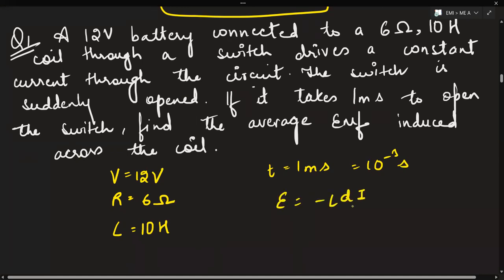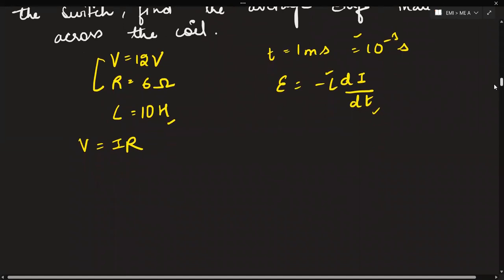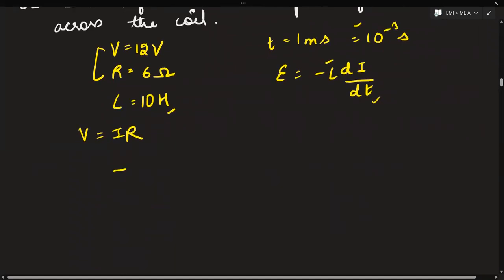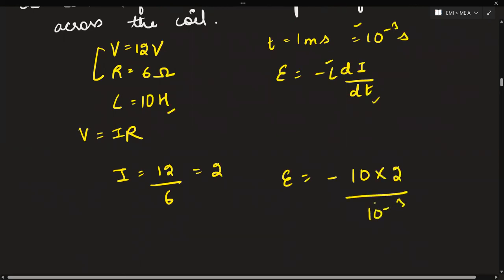Right now we have studied this equation. Now from here, L is here, t is here, but we don't have current. But from this data, we can easily find out current if you remember Ohm's law. So current can be easily derived. Current will be voltage divided by resistance, which is 2. So EMF becomes minus 10 into 2 divided by 10 to the power minus 3. Or you can write it as 20 with 3 zeros. So 20,000. This is the answer.